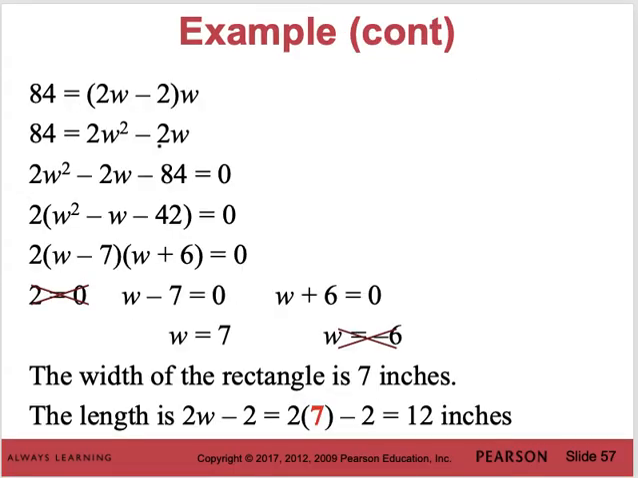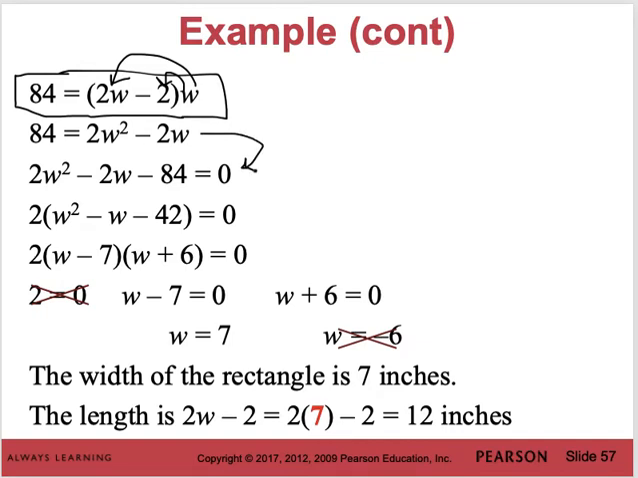We can then rewrite that same, this is what we ended with, 84, our area, equals our length times our width, and then we can simplify and distribute that W in to solve for W. So we have 2W squared minus 2W. We can rewrite this in our quadratic form, 2W squared minus 2W minus 84 equals 0.